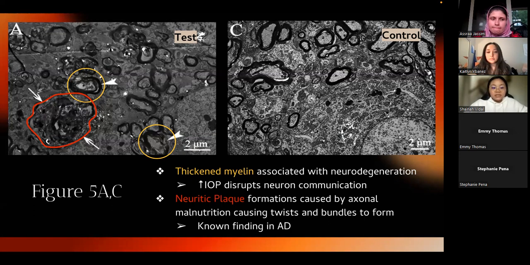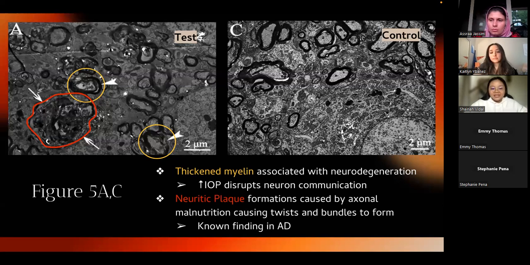In addition to that, we see more evidence of plaque within our LGN model, and this plaque is circled in red. These plaque formations are caused by axonal malnutrition, which is basically caused by hypoxia that you see in glaucoma. Because these axons aren't getting the required nutrition from the communication that you'd usually get in a normal non-glaucomic model, they are causing twists and bundles to form as you would find in Alzheimer's disease. So this is significant to its relation to our NFTs, which are our neurofibrillary tangles.